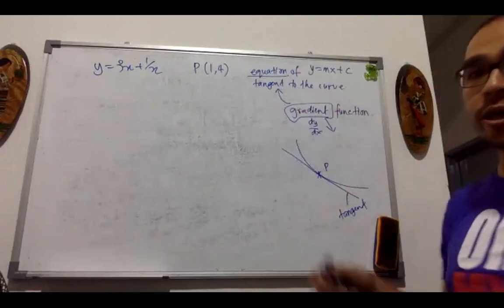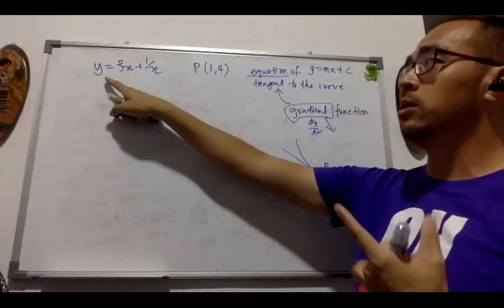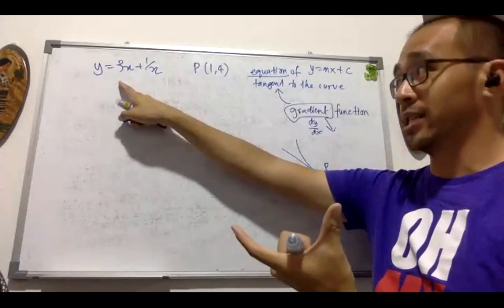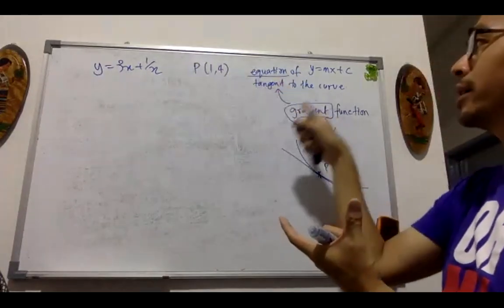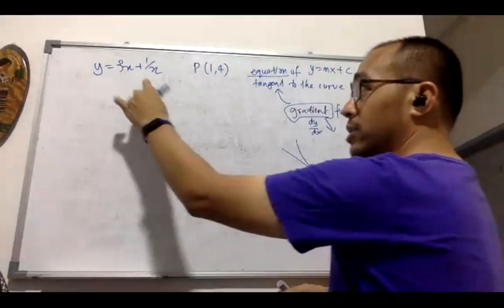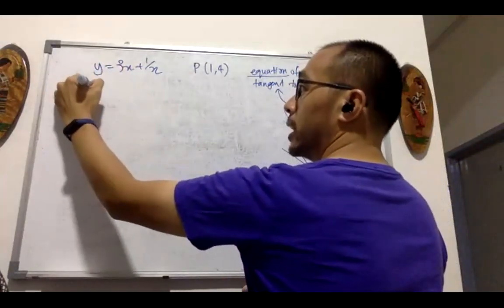That brings us logically to think that, if y is the equation of the curve, and I want to find the gradient of the tangent, I have to find the gradient function. And in order for me to find the gradient function, I will have to differentiate.